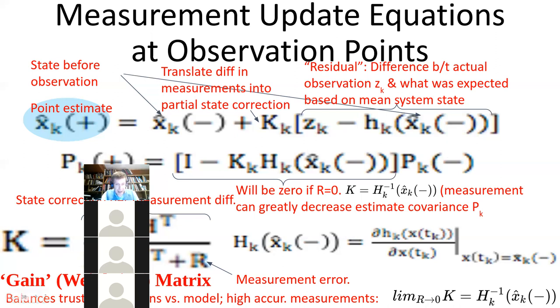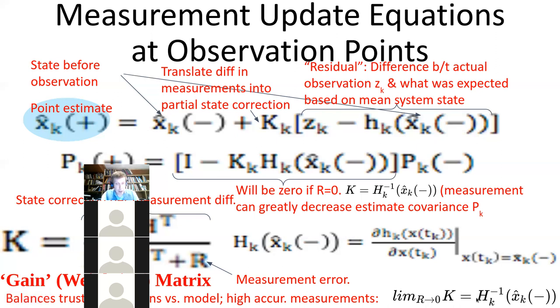So the key thing that we're going to be dealing with here is this weighting matrix, this K matrix. This is the key thing that tells us how much to trust our pre-existing estimates versus our corrections. And it also translates those differences in observations into the sphere of state corrections. So this state correction matrix is called the gain matrix. And it balances the trust in the observations versus the model.